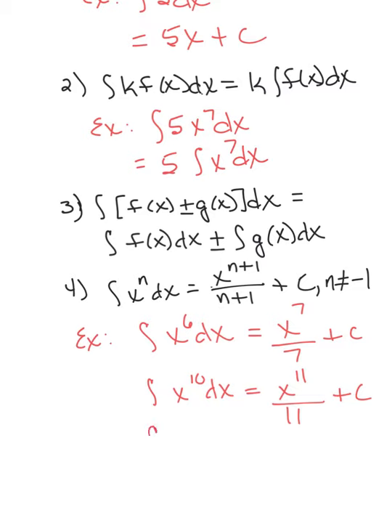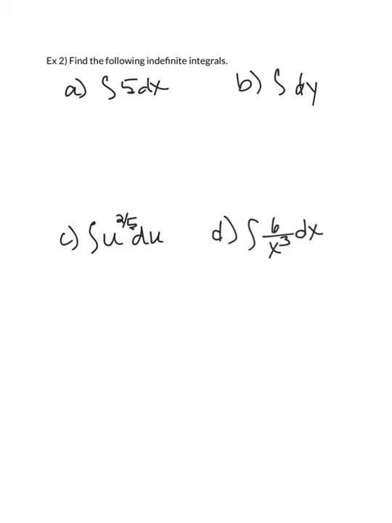We can still use this rule even if our power is negative. If we have the integral of x to the -4 dx, adding 1 would put us at -3, and then we put it over that new power plus c.